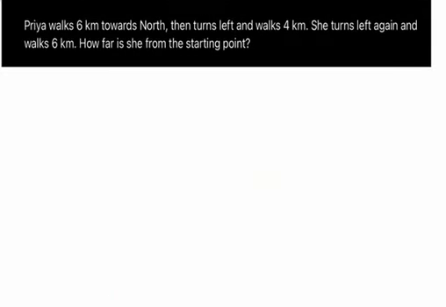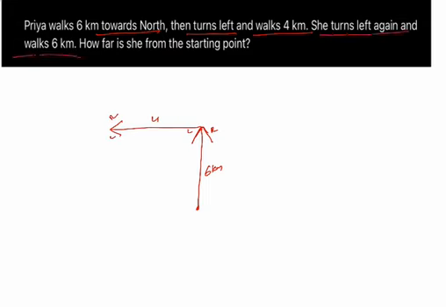Priya walks 6 kilometers towards north. Then turns left. Here very important. Then turns left and walks 4 kilometers. This is the right and this is the left. She turns left again and walks 6 kilometers.